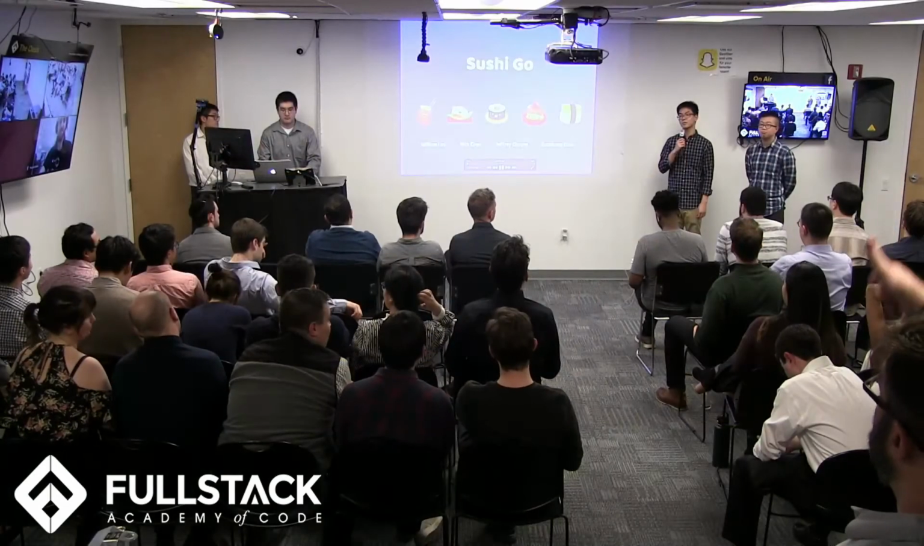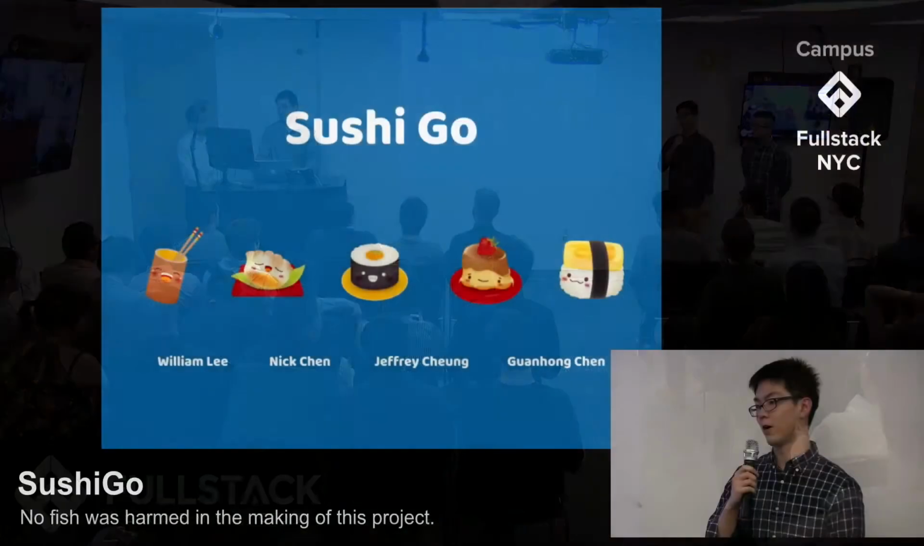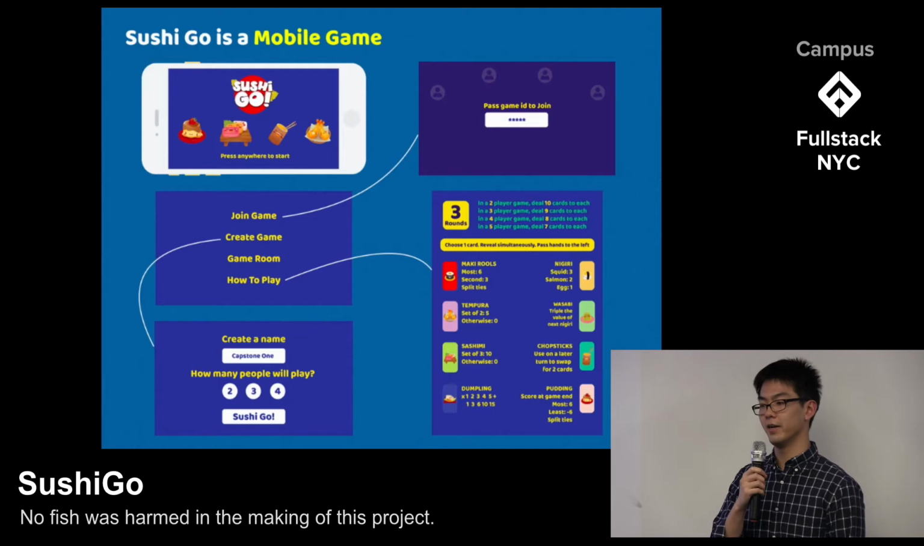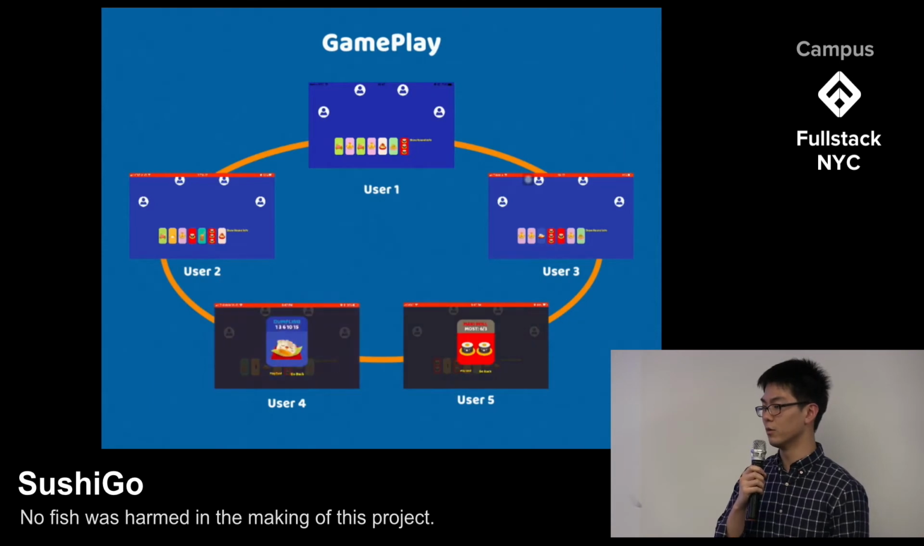Awesome. Hello, my name is William. This is Nick, Jeff, and Jimmy. Our goal for Capstone was to create a fun and interactive application while learning something new. We decided to recreate the card game Sushi Go for mobile.